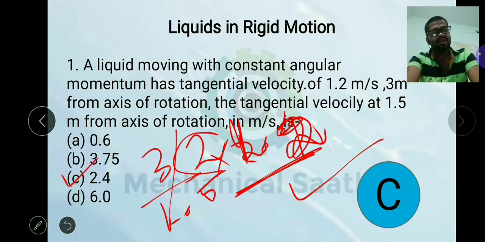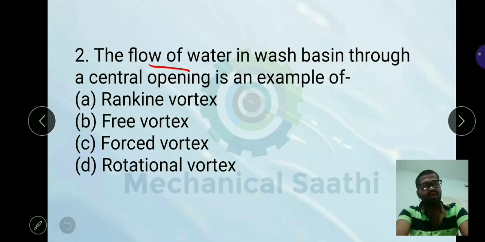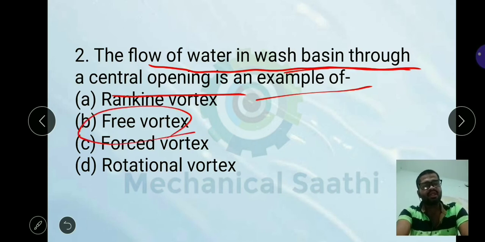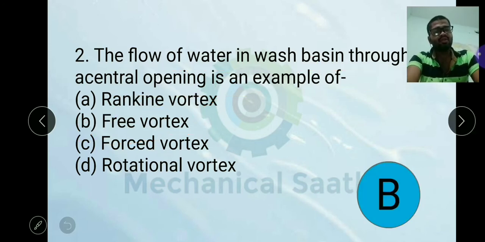Okay, moving next, the flow of water in a wash basin through a central opening is an example of what? It is a free vortex, we can say. In case of free vortex motion or free vortex flow, no extra agent or extra force is applied, and it occurs automatically. So here the flow is occurring automatically. So option B will be the right answer. B will be the correct one.